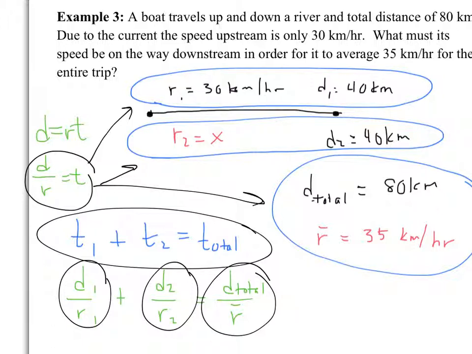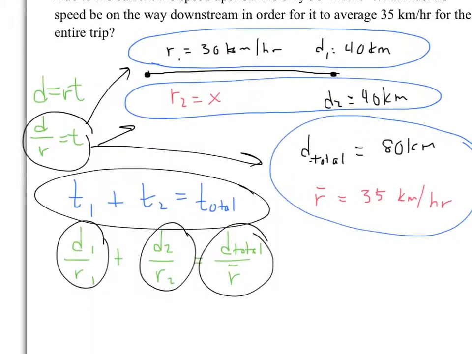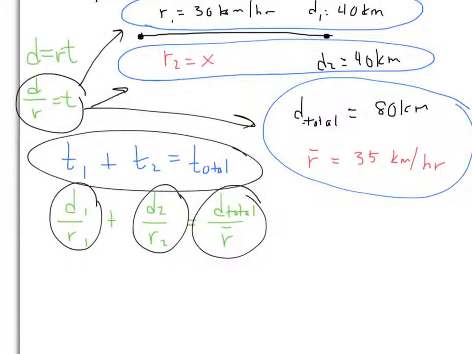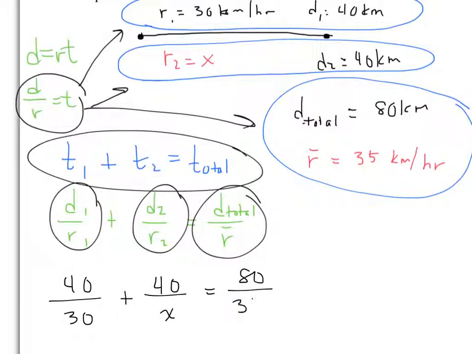Let me explain what I mean as an example. I'll do another example after this. So let's plug in what we know here in this last equation. So D1 is 40 over R1, which is 30, plus D2, which is 40, over the unknown R2, equals D total over the average. Okay? So this is our equation. This is not the equation you would suspect just by analyzing and looking at this problem. It's not a problem where you're going to just look at it and be like, oh, I'll come up with this equation. This is not a simple thing to come up with, the idea or the concept behind it.